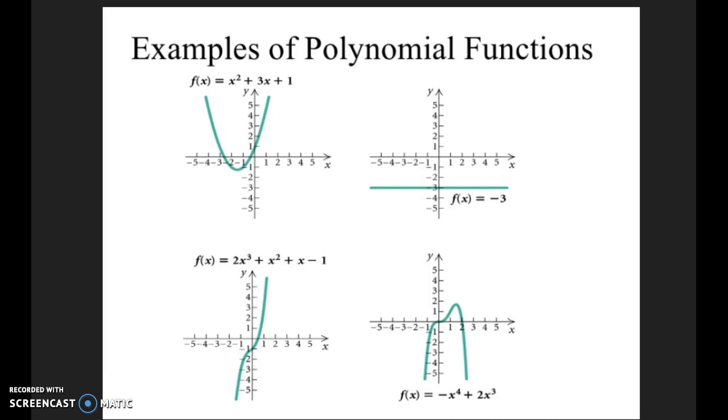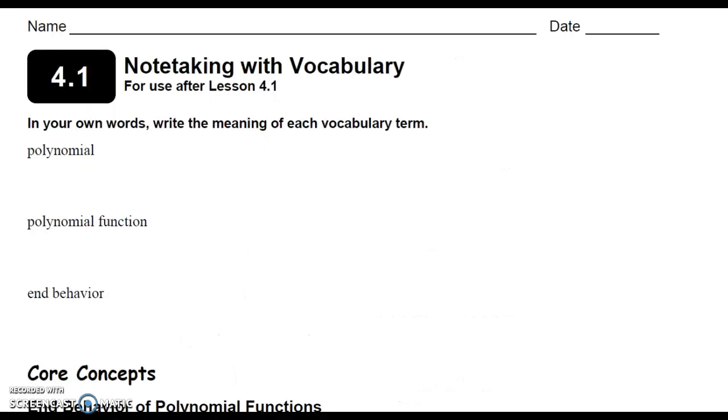Now look at the bottom left. That's a cubic. The exponent has a 3. And the last one, the bottom right, has an exponent of 4. That's called a quartic. Let's go to the journal. We're now on the journal, page 78. Take a moment and copy down the definitions for polynomial, polynomial function, and end behavior.